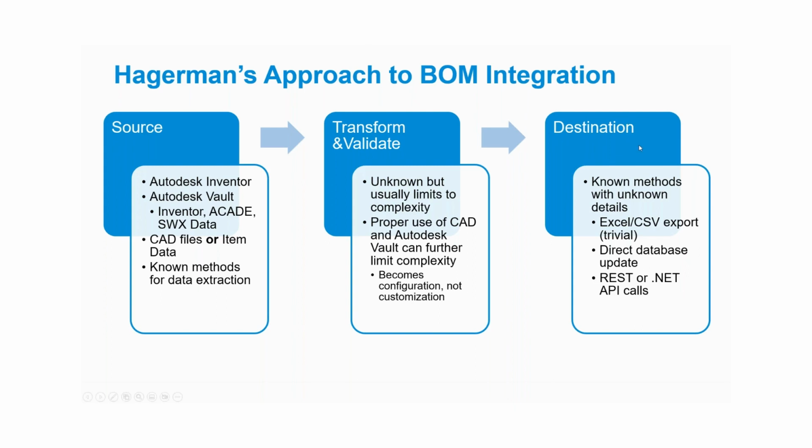And then the destination system, while there are lots of different systems, the methods of communication are consistent. Exporting to a file is extremely straightforward. If your system can auto ingest, you could get bill of material automation for, I think, a shockingly simple and low cost project. Direct database update is usually straightforward as long as you know what tables need to be updated. REST or .NET API calls are usually the most complex, but again, if we can work with your ERP vendor to understand the API calls that are necessary, it's very low risk, right?